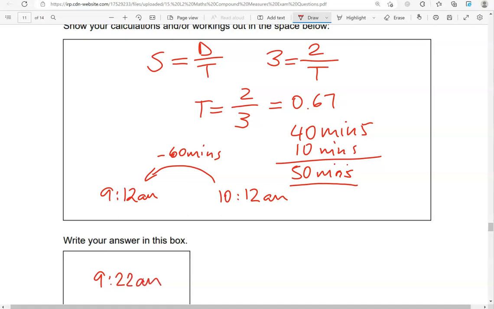a.m. You could also break down the 50 minutes into 12 minutes and 38 minutes. So going backwards by 12 minutes will take you to 10 a.m. and then take away another 38 minutes and it takes you to 9:22 a.m.